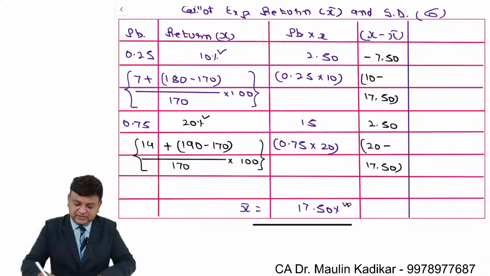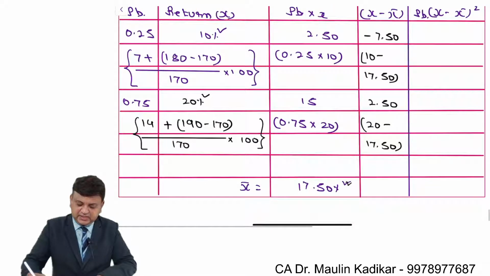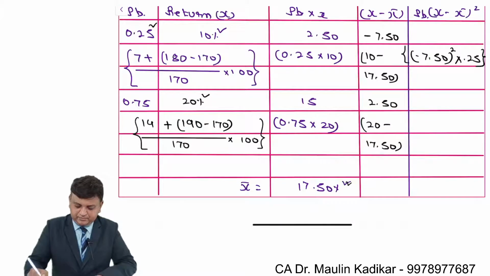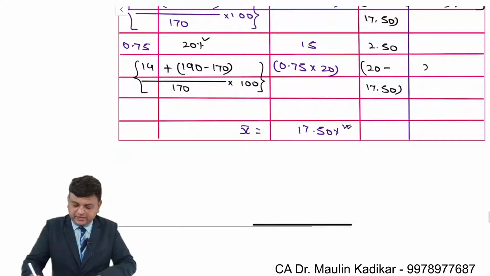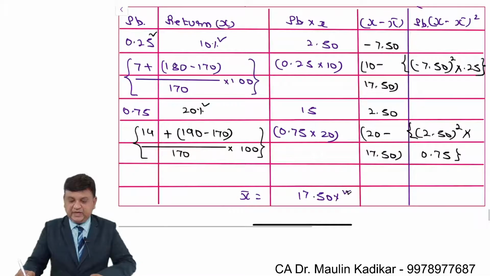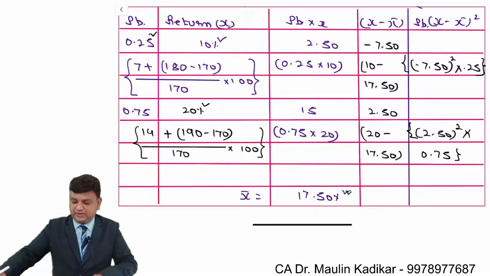Next is X minus X bar whole square into probability. So we can say it is negative 7.5 square into 0.25. Next is 2.5 square into 0.75. That is the way we'll have the X minus X bar whole square into probability.